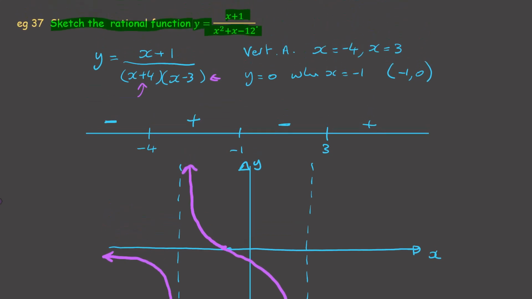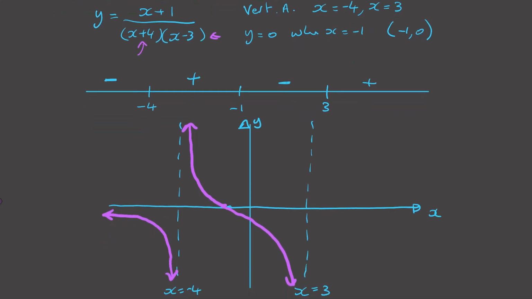Now, when x is equal to 0, the y-intercept there is going to be 1 over negative 12. So we could actually just put on here that this is negative 1/12. Doesn't matter too much whether there's a scale, it's a sketch. And then here, the only thing that can really happen is that.